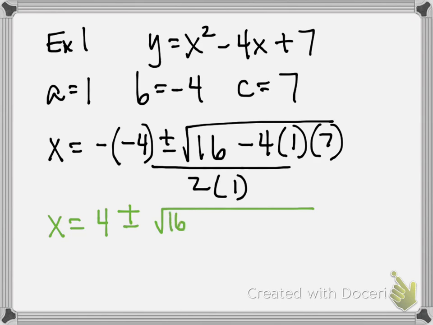I have 16. And then this stuff I circled, order of operations tells me I need to multiply first before I add and subtract. So I'm going to multiply negative 4 multiplied by 1 multiplied by 7. So negative 4 times 1 is negative 4. Negative 4 times 7 is negative 28. All over 2. Okay, next page.